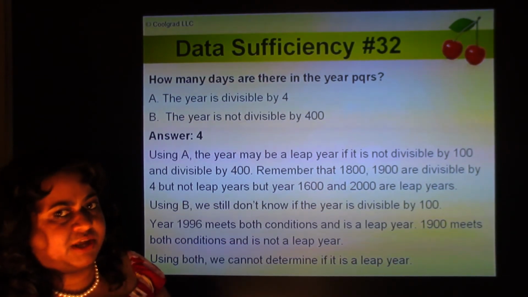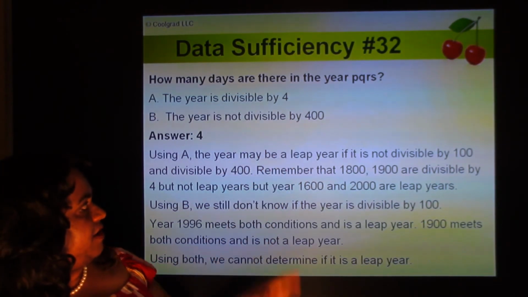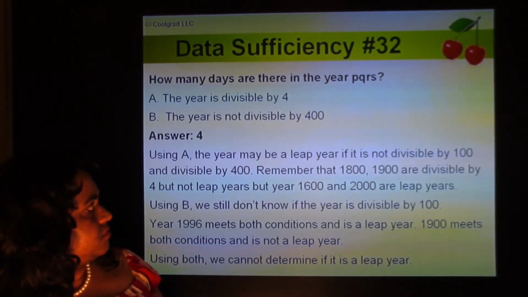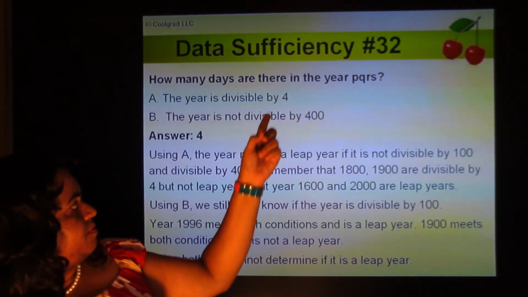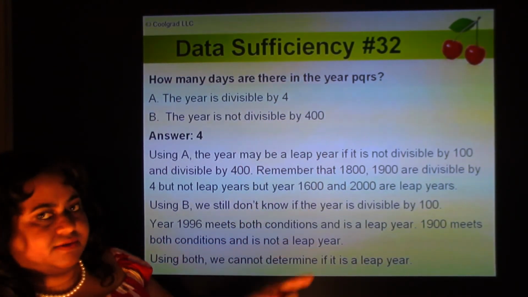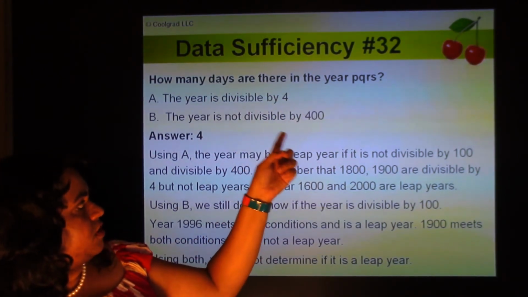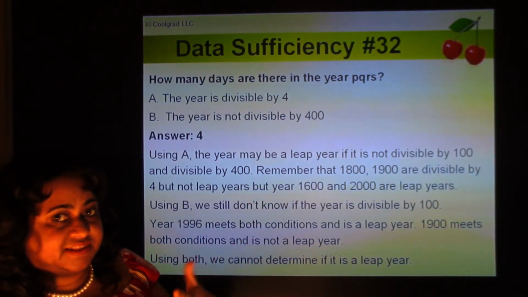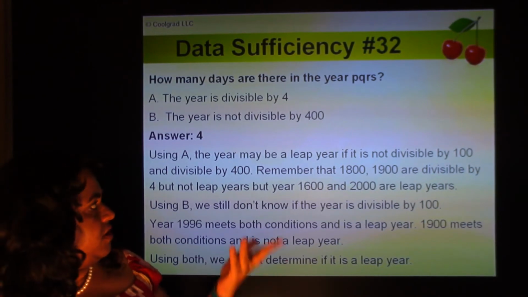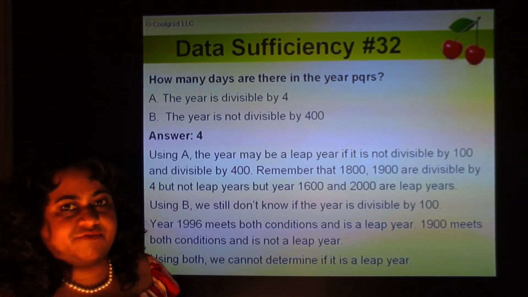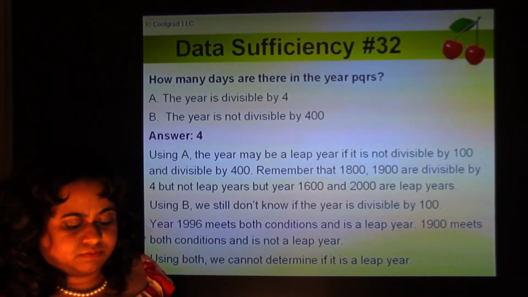Now let's try using both the statements together. It's divisible by 4 and not divisible by 400. So let's take some values. Say 1896, divisible by 4, not divisible by 400. It's a leap year. Let's take the value 1900, divisible by 4, not divisible by 400, and it's not a leap year. So we found two examples. One is a leap year, one is not a leap year. So using both the statements together, we still can't find a unique solution for this question. So we pick option 4.